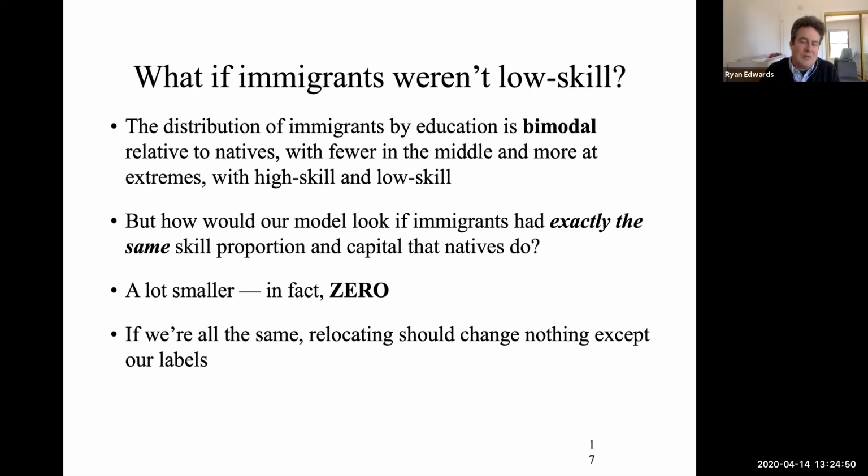Well, I guess it's helpful to say, suppose they had exactly the same skill proportion. That's taking the other extreme here, and then realizing that the reality is probably the average of what we're going to see here in the next slide and what we had just seen, where we had assumed that all immigrants were low skill. So let's step through what happens if we assume that immigrants are exactly the same as natives.